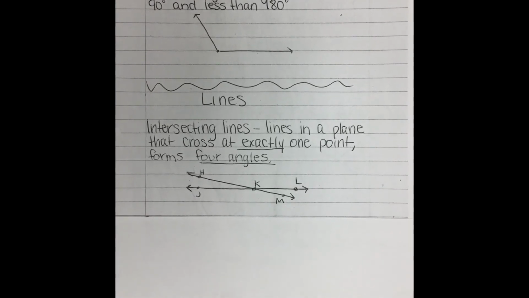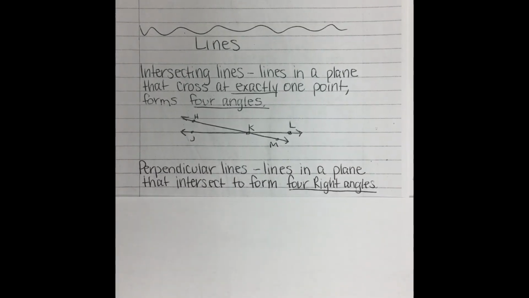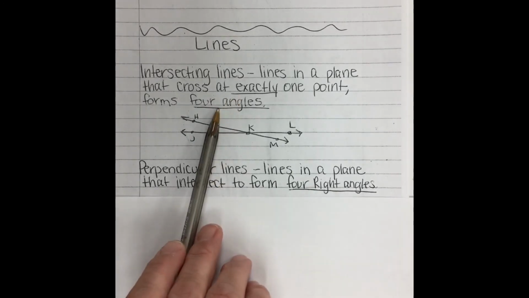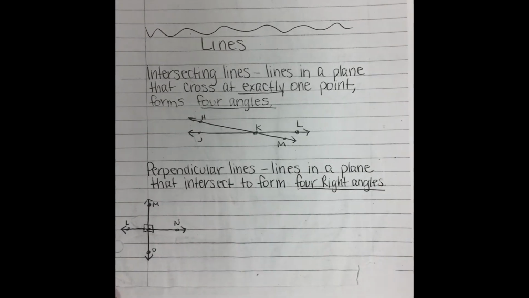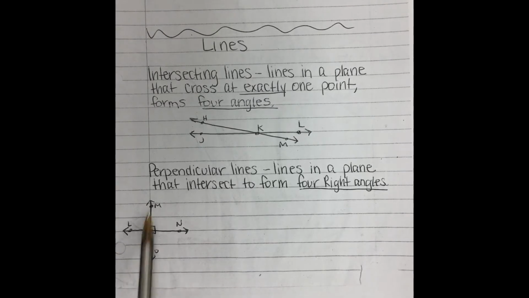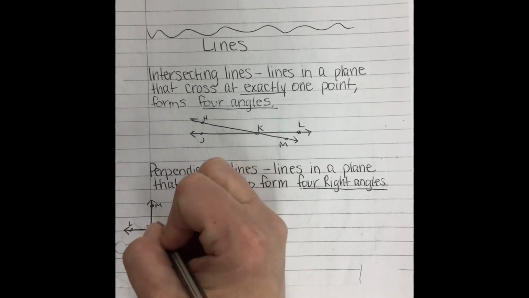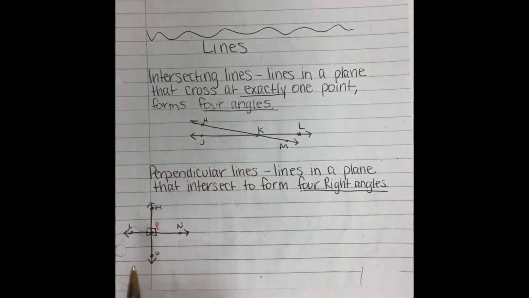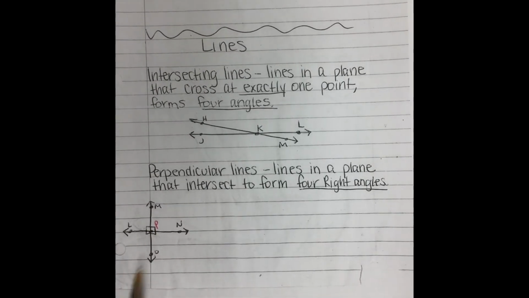Okay, 4 angles. All right, perpendicular lines are lines in a plane that intersect to form 4 right angles. Okay, so intersecting is just 4 angles. Perpendicular is 4 right angles. So it would look similar to this one. Okay. Let's name this one P. So MPL is a right angle. MPN is a right angle. NPO is a right angle. OPL is a right angle. 4 right angles.